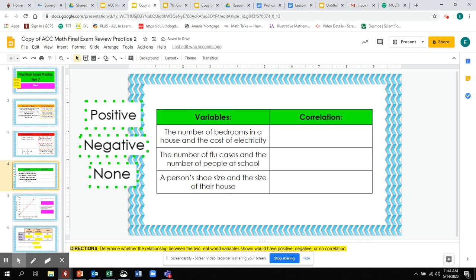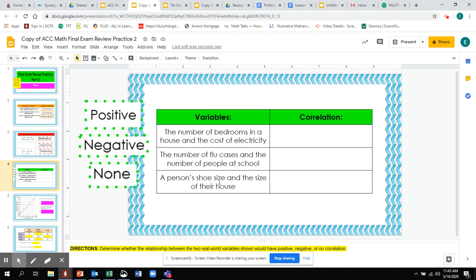Now we're going to look at some variables that would give us correlation. So the first one says the number of bedrooms in a house and the cost of electricity. I always start out when I want to know what type of correlation something has. I start by asking about the first thing. So the first thing here is the number of bedrooms in a house. And I would say, as the number of bedrooms in a house increase, what happens to the cost of electricity?